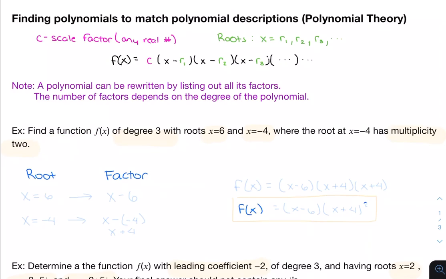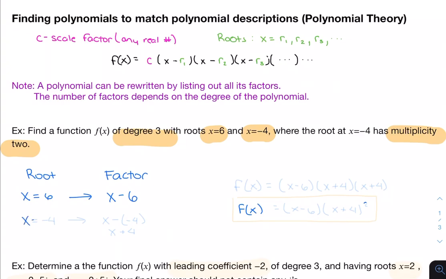If we were to find a function of degree 3, so it's telling us what the degree is, the degree 3, and it has the roots of x equals 6, x equals negative 4, where the root x equals negative 4 has a multiplicity of 2. So we can actually rewrite this all as a factored function. Remember that if our root is x equals 6, then to rewrite this as a factor, we have to take x and subtract it from the root, which is 6. So our factor is just x minus 6.